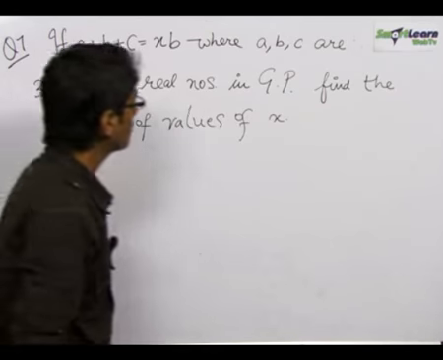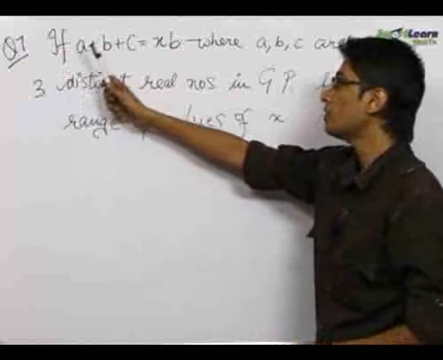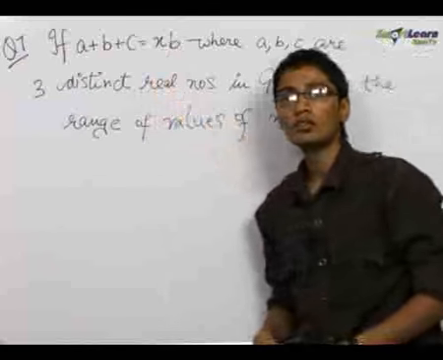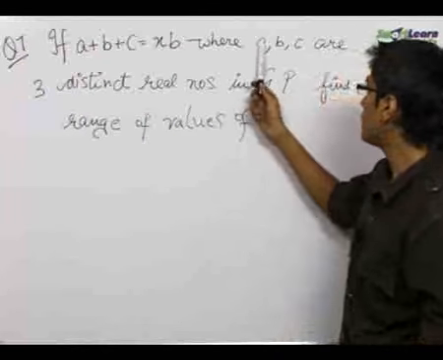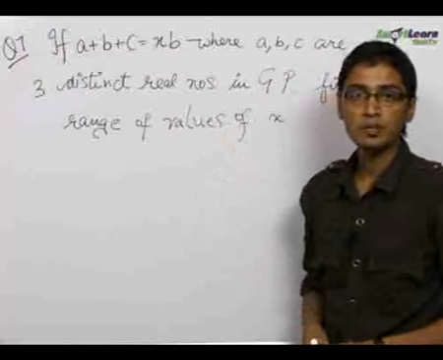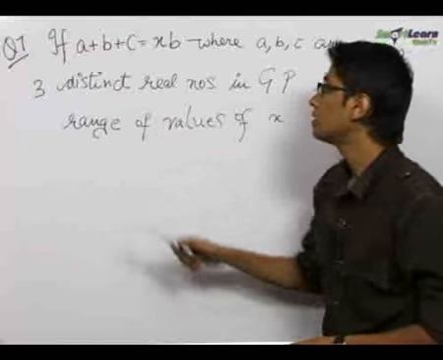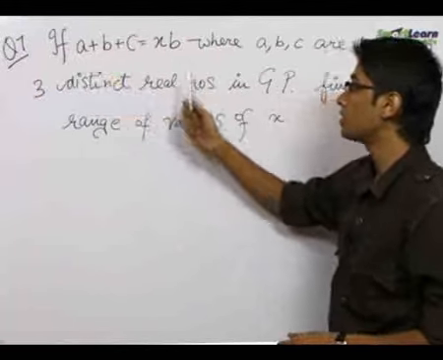Our next problem is also a very interesting GP problem. We are given that a plus b plus c is equal to x times b, where a, b and c are three distinct real numbers which are in GP. Then we need to find the range of values of x in order for this expression to be true.